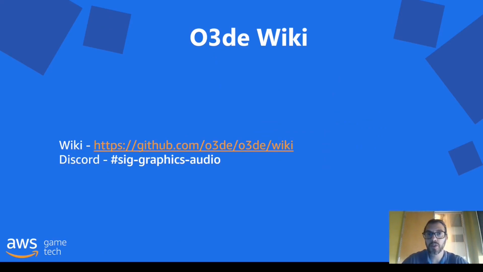I've posted an O3DE wiki, which contains pages on GPU profiling and GPU crash-related debugging. We also have an O3DE Discord server, and there are multiple SIGs, and one of the SIGs is set up for graphics-related discussions. It's called sig-graphics-audio. Please join that SIG and post any questions you may have related to this specific talk or anything related to rendering in general. And hopefully me or somebody from the graphics community will be able to answer your questions.